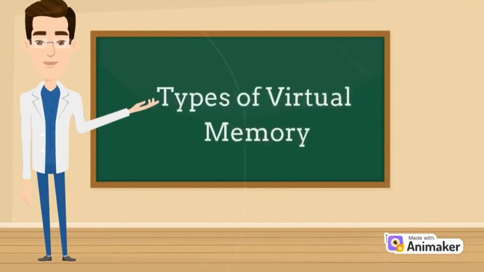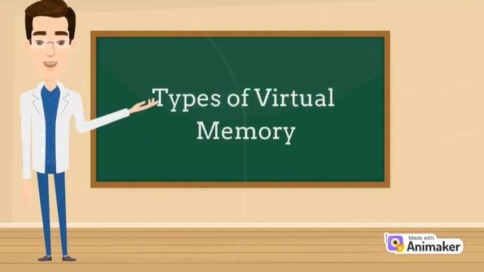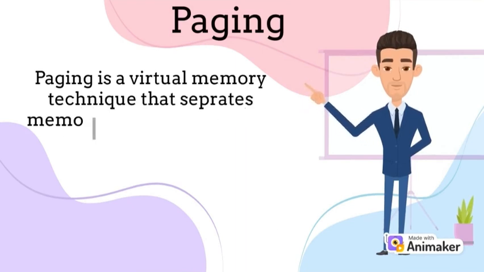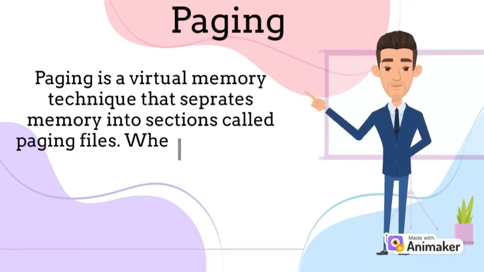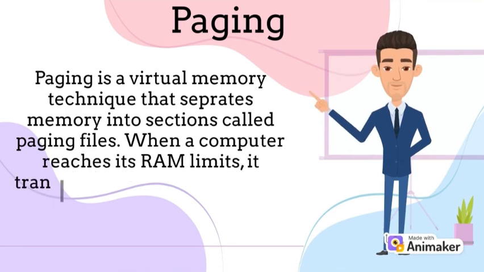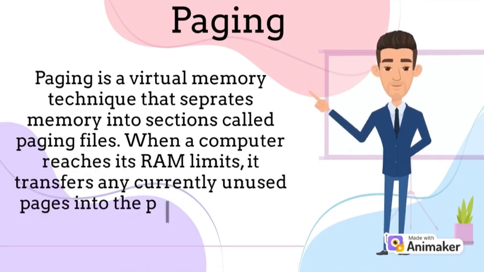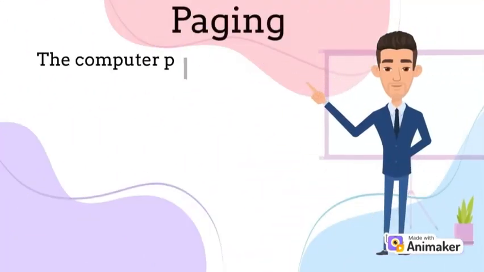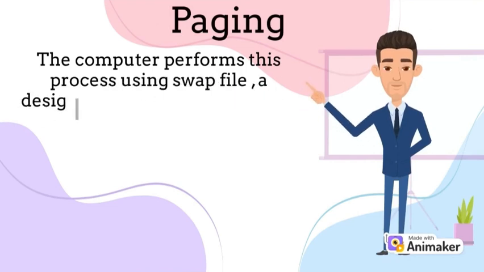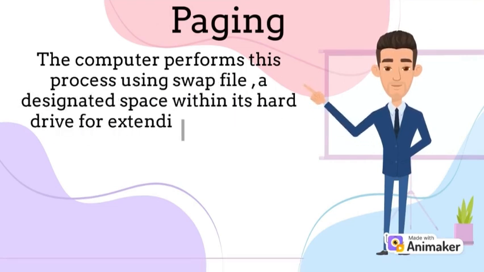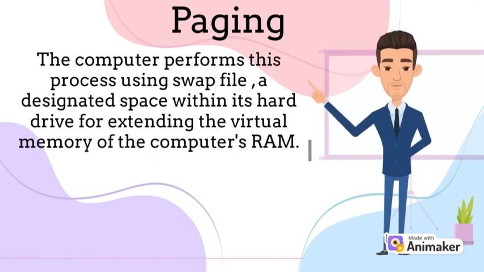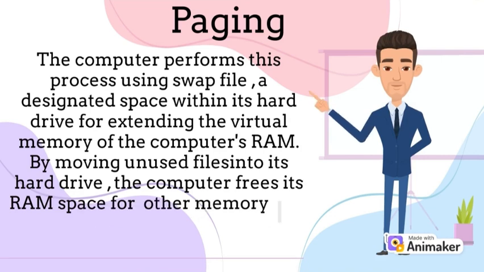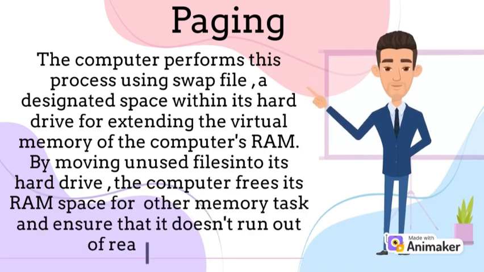Now we will see the types of virtual memory. The first type is paging. Paging is a virtual memory technique that separates the memory into sections called pages. When a computer reaches its RAM limits, it transfers any currently unused pages into the part of its hard drive used for virtual memory. The computer performs this process using a swap file, a designated space within its hard drive for extending the virtual memory of the computer's RAM. By moving unused files into its hard drive, the computer frees its RAM space for other memory tasks and ensures that it doesn't run out of real memory.